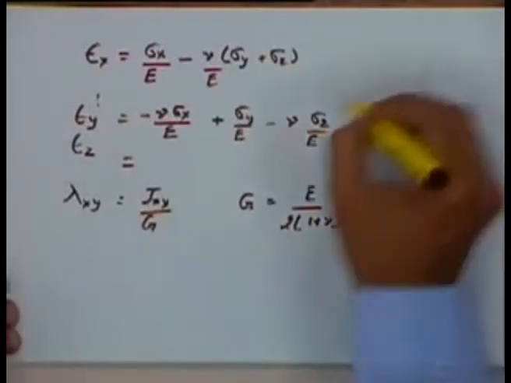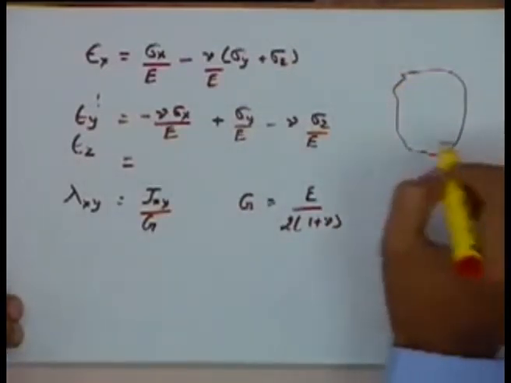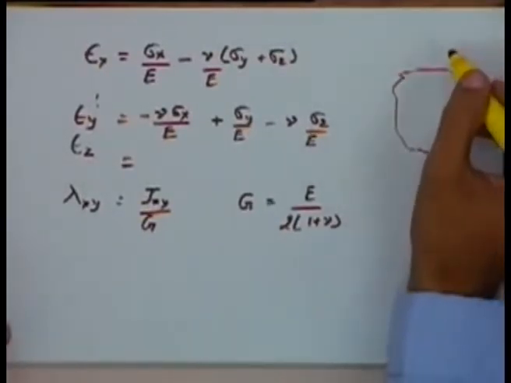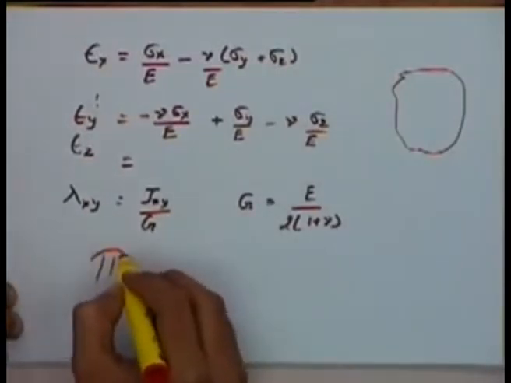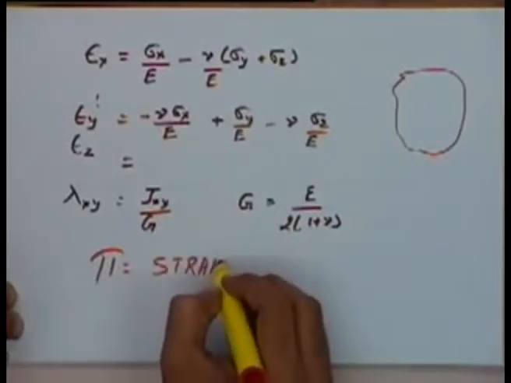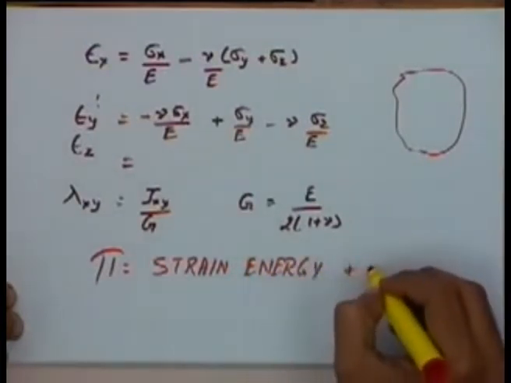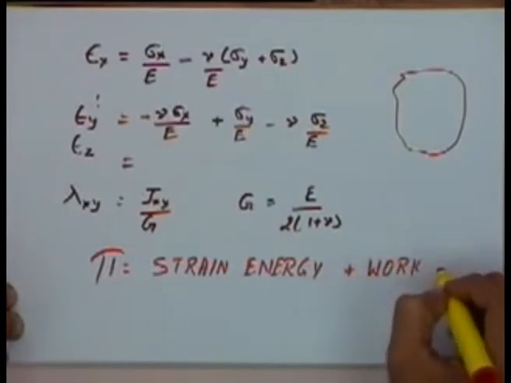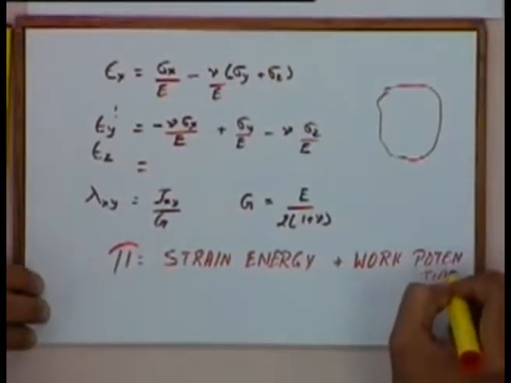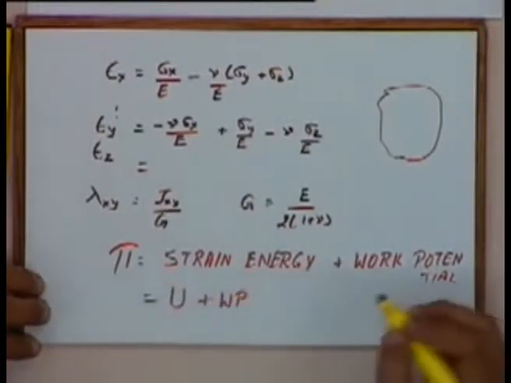Now, for any three-dimensional object which is subjected to a set of strains and a set of loading, the potential energy in this object, that is the total potential energy pi, is equal to the strain energy plus the work potential. This strain energy will be using the symbol U, plus the work potential Wp.